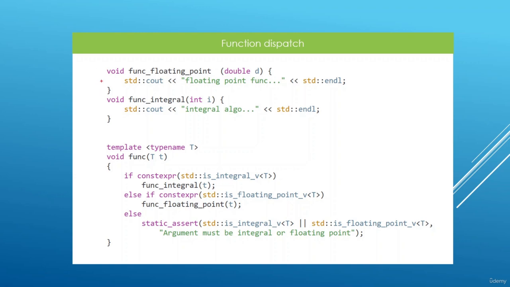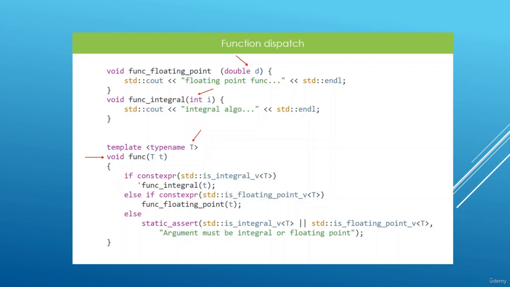Suppose we have two functions, one that works really well for double types and another that works really well for integral types. We want the users to be able to use these functions through a function template that we set up in our code. So we can do something like this. We can set up func as we do here. It's going to be a function template. You see our template parameter here.